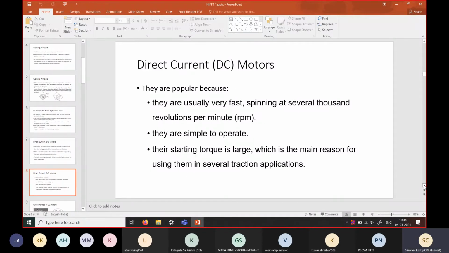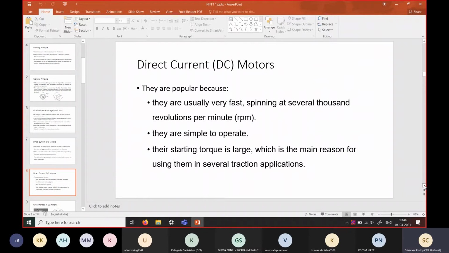These direct current motors are popular because they can achieve very high speed. The speed is generally measured in terms of RPM, that means number of revolutions per minute. They are very simple to operate, these DC motors. What we need to do is control the voltage to vary the speed.